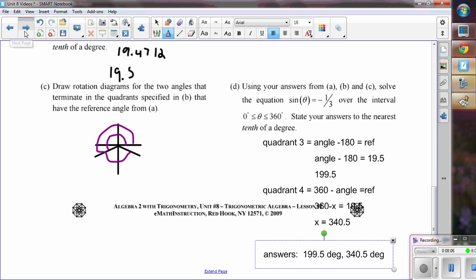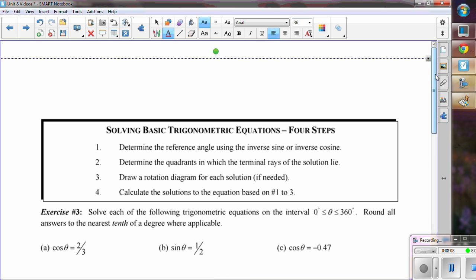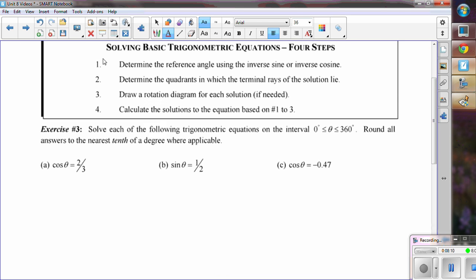Okay, let's continue on. There are 4 steps in solving these, so let's go over what they are. We use them to answer the last question. Number 1 is to determine the reference angle. When you do this, you do not use any negatives in your calculator. Number 2, you determine the quadrants in which the terminal rays of the solution lie. Then you draw a diagram for each solution if it's required or if it helps you. And in 4, you get your answers based off of the reference angle formulas.